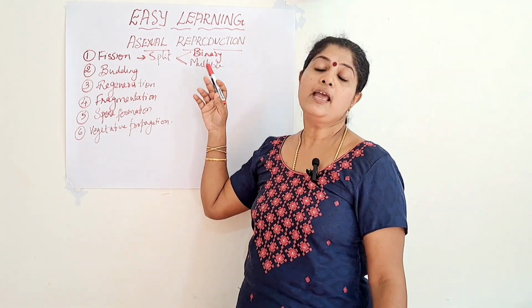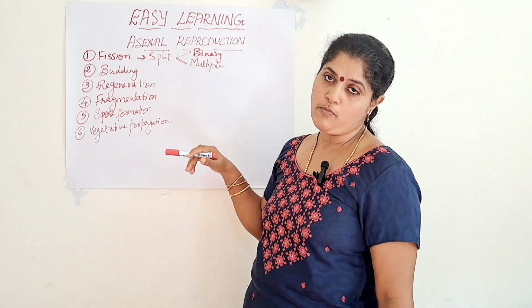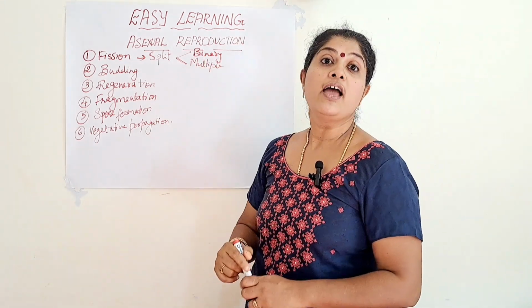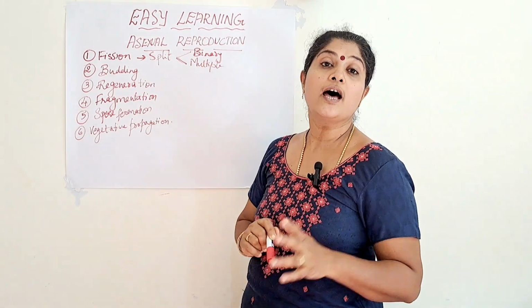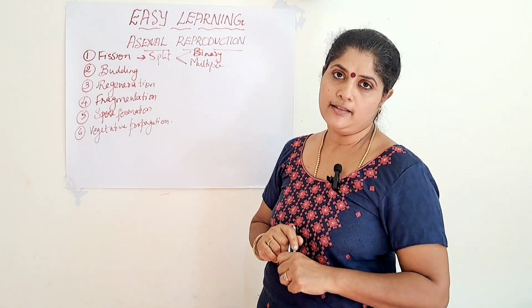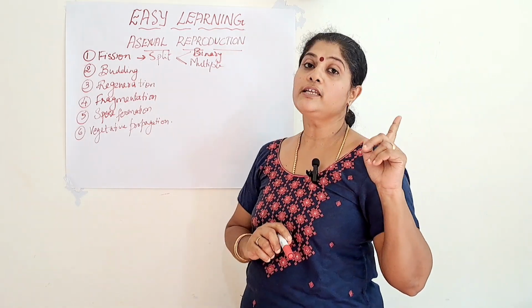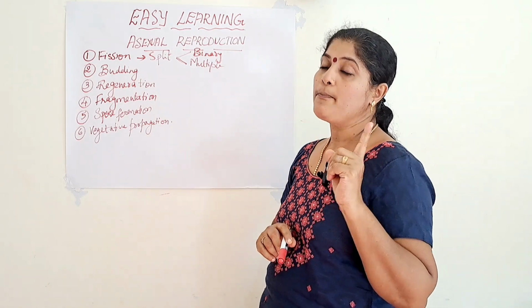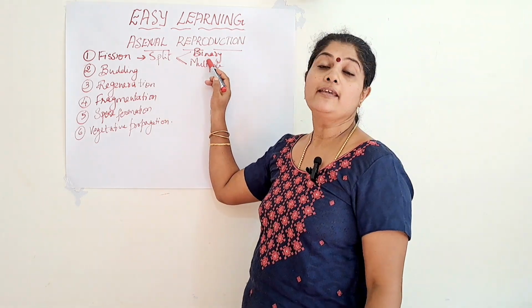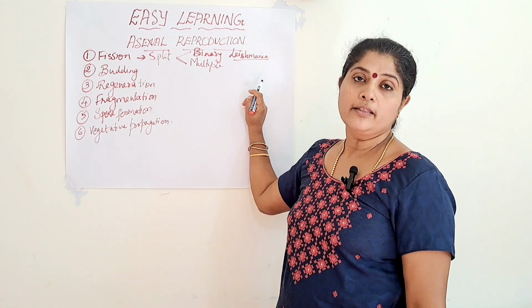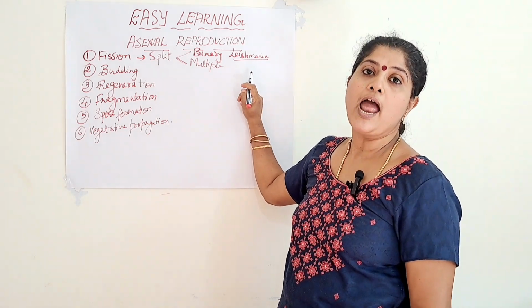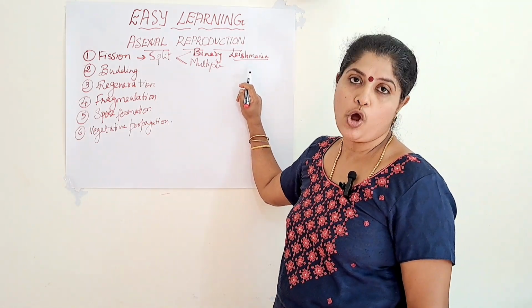The same process takes place in paramecium also, and in the case of leishmania. Leishmania is a parasite which produces the disease known as Kala Azar. You have to remember that because it comes for MCQ. The diagram of leishmania was given and it was asked to identify the particular organism.